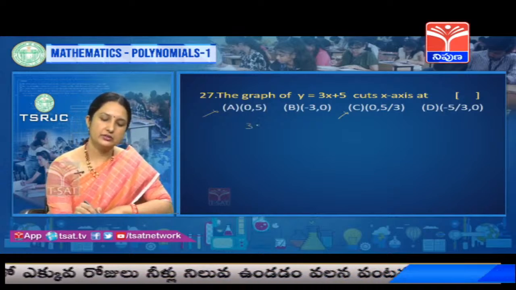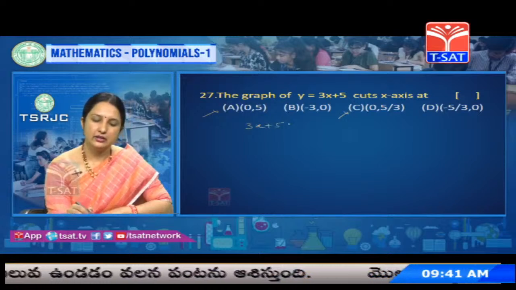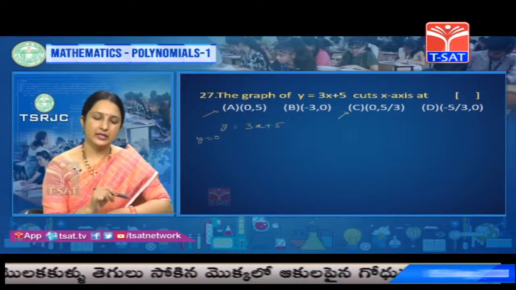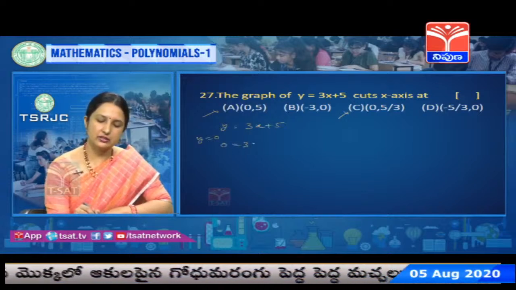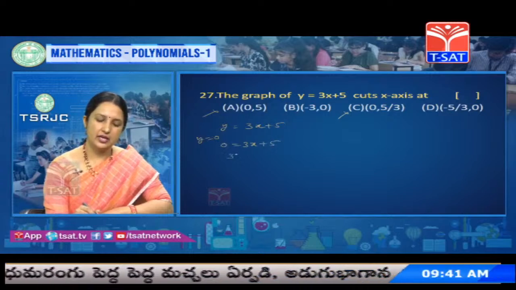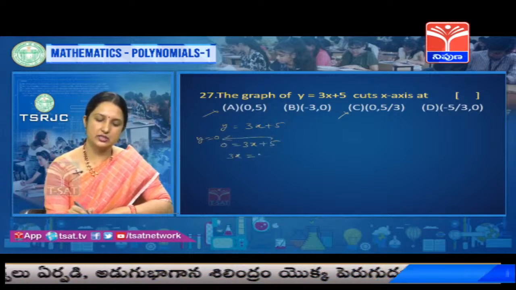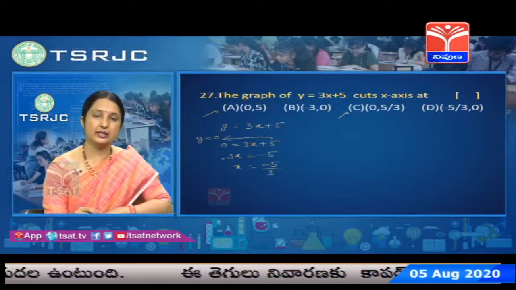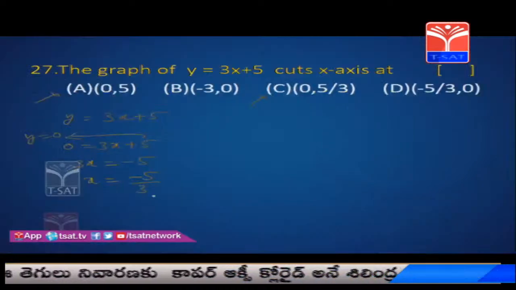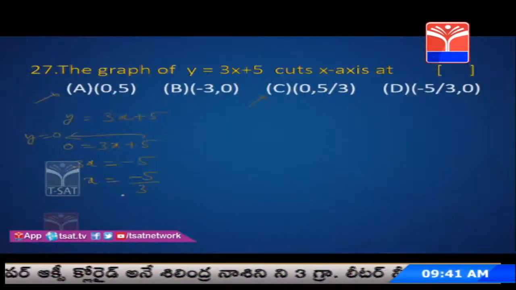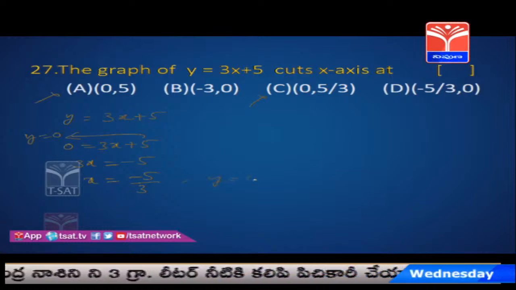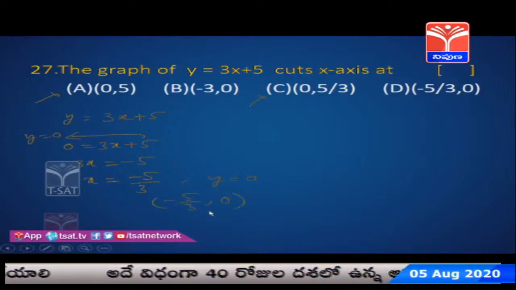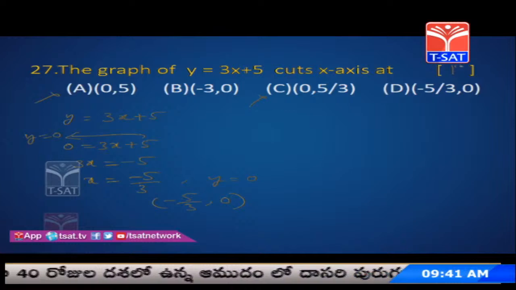We should take 0 in the place of y. In the place of y, you write 0. What you are getting? 0 equals 3x plus 5. Then 3x equals minus 5, when 5 comes to this side it becomes minus 5. x equals minus 5 divided by 3. When it goes to the right side, it divides. So x equals minus 5 by 3 and y equals 0. That coordinate is minus 5 by 3 comma 0. So option D is the correct one.